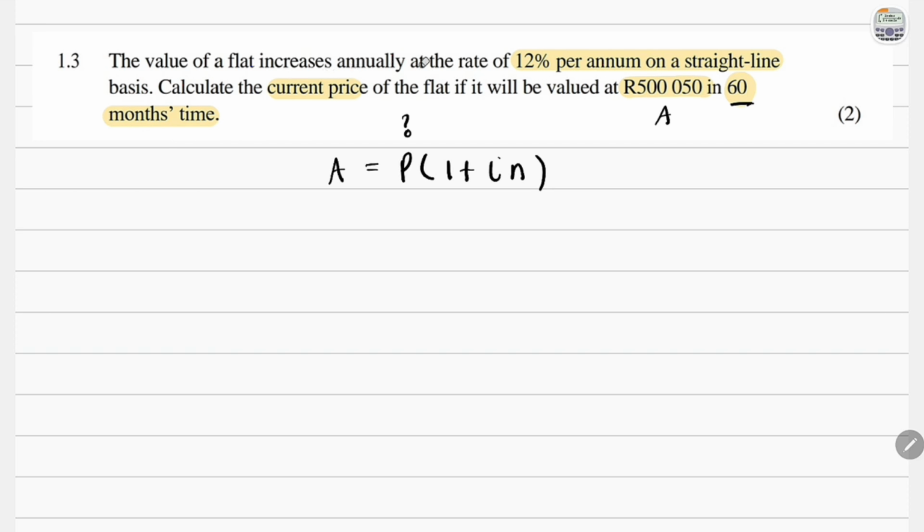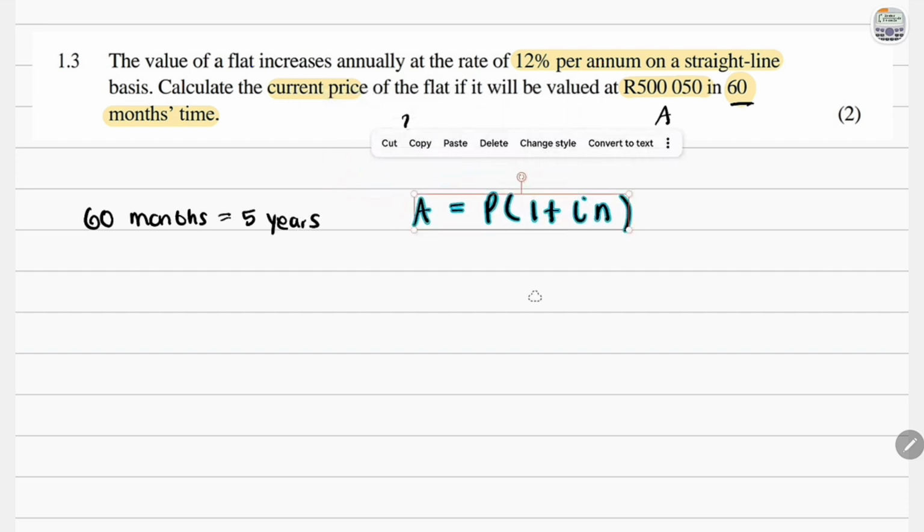Okay, it's going to increase annually. So 60 months, how many years is 60 months? 60 months equals, just say 60 divided by 12, okay? So you just want to find out how many years there are in 60 months, since there are 12 months in a year, okay? So that would be 5 years, and that's really all the major calculation we need to do. Then we just find this.